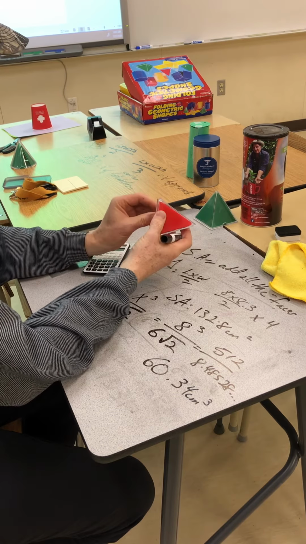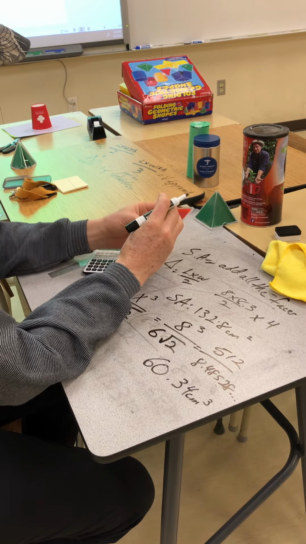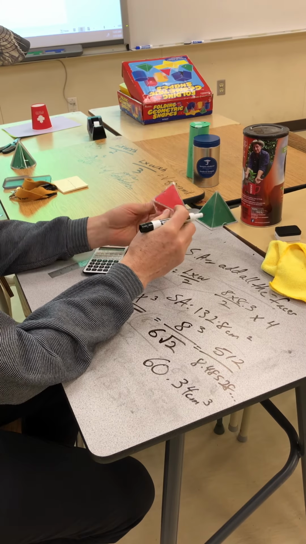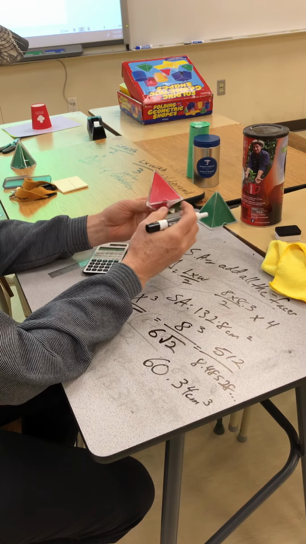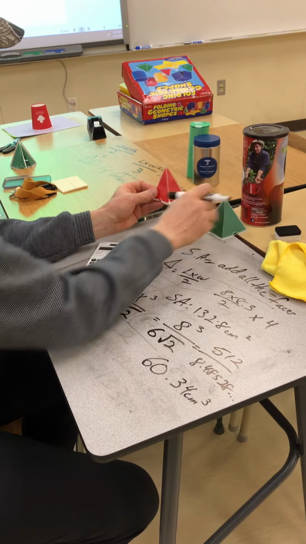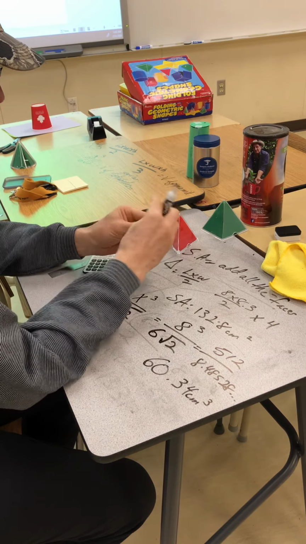tetrahedron. Tetrahedron, fancy name for a regular shape that has 4 faces, not 6, not 5, 4 faces. Regular tetrahedron. Pyramid, which we just did. Okay, so that's your last one, tetrahedron.